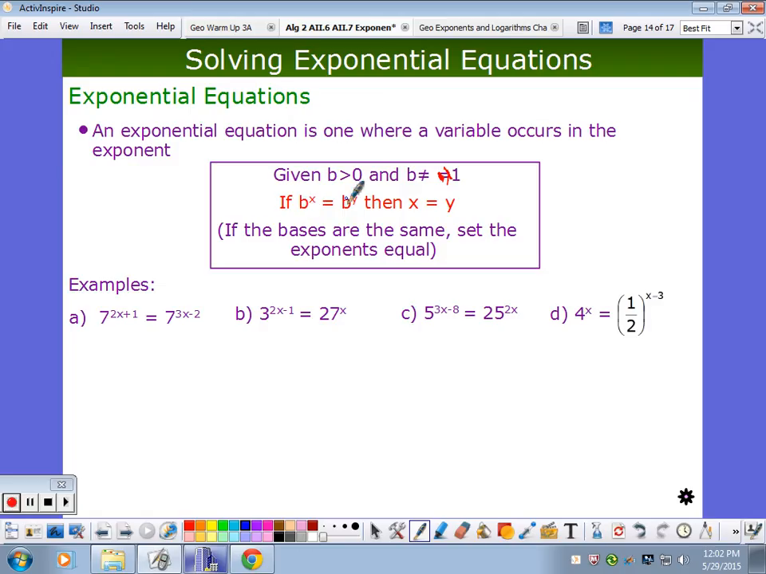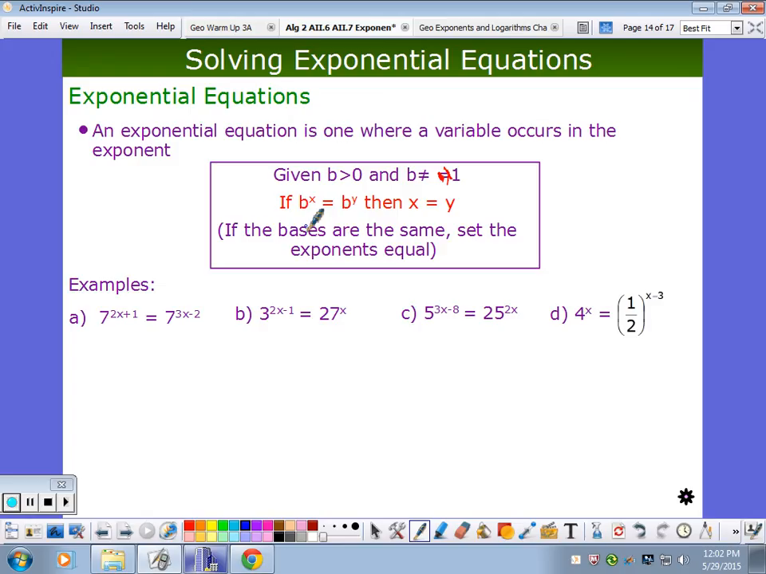So you see how these bases are the same? If b is raised to the x power and b is raised to the y power, does it make sense that x has to be the same as y? Yeah. Think about it. So that's all the same.